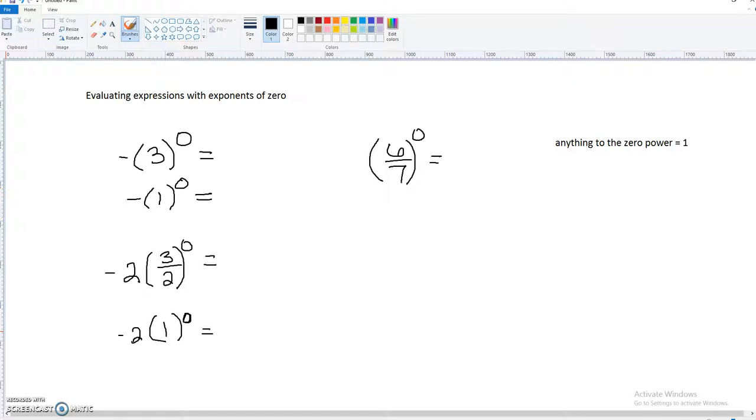Evaluating expressions with exponents of 0. I have put the rule over here to the right side of the screen. It says anything to the 0 power equals 1. It doesn't matter if you have 5 billion to the 0 power. It will equal 1. Okay, so I've provided several different examples.